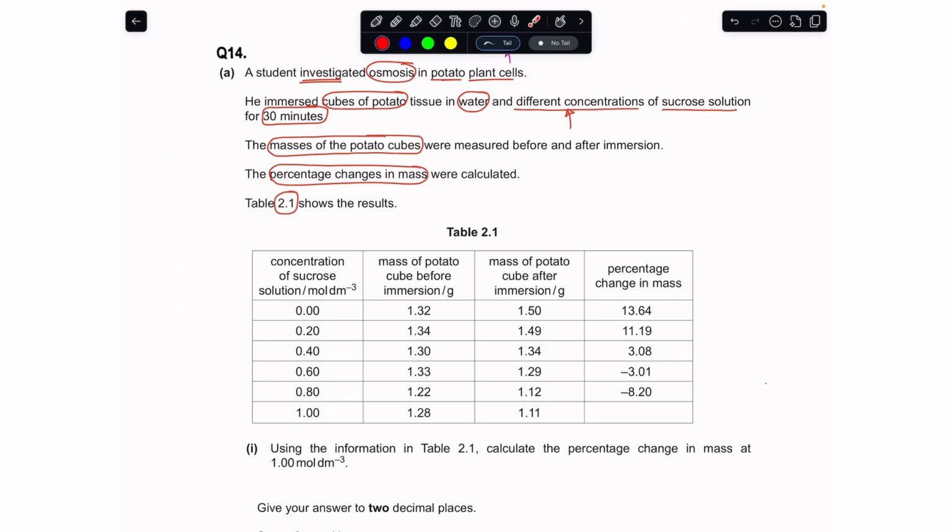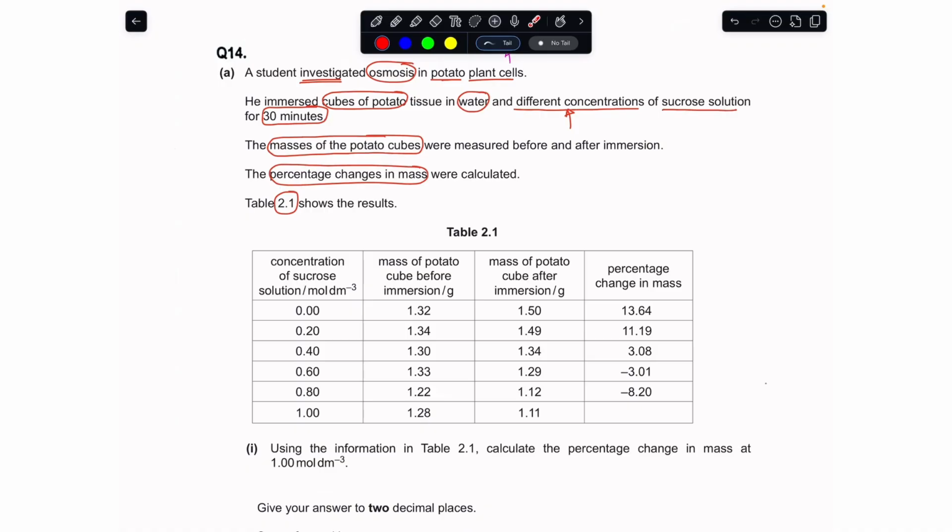And if we see the first three concentrations that range from 0.00 to 0.40, you see that the final mass is greater than the initial mass. So this means that at these concentrations of the sucrose solution, the surrounding solution has higher water potential, and the potato cubes have less water potential, and the water entered into them, and that is why their mass is increasing. And we see the value for the percentage change in mass as being positive.